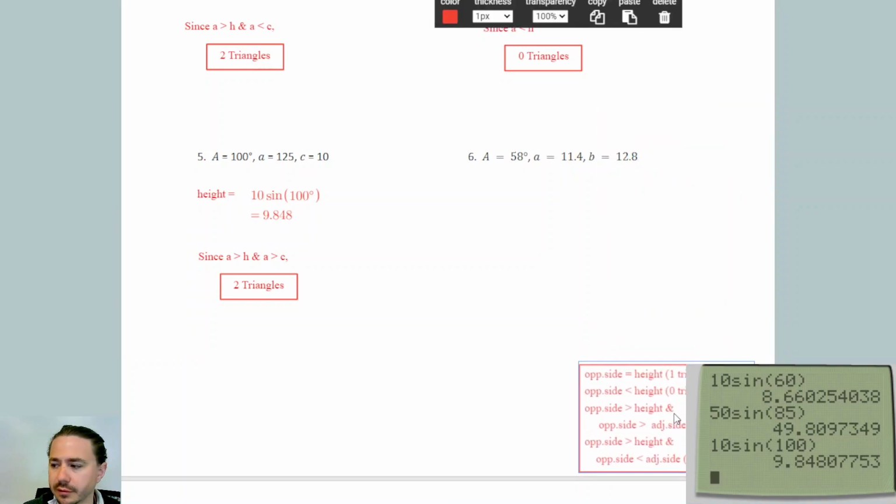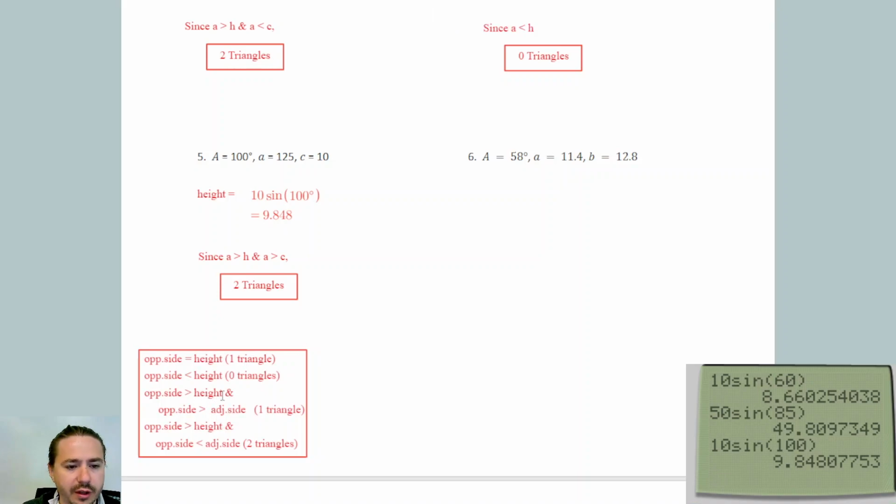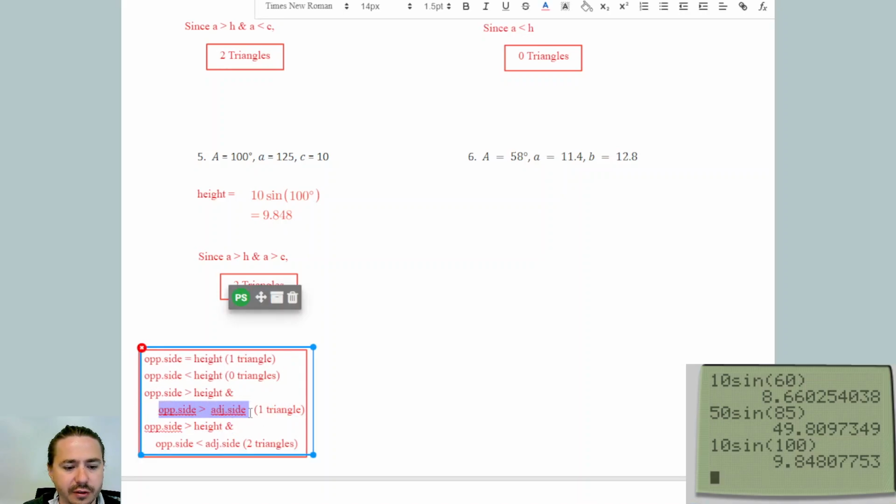It's always something. Here, I'll pull it down here. So we know that the opposite side, which is the A, is greater than the height. We also know that the opposite side is greater than the adjacent side, because the adjacent side is only 10. And so there's going to be one triangle.